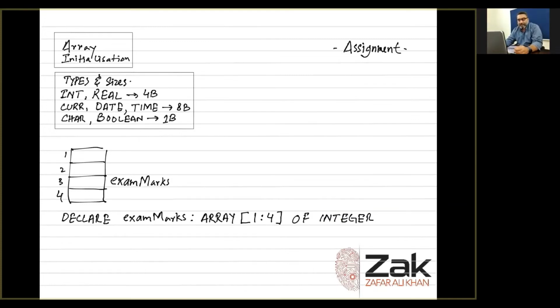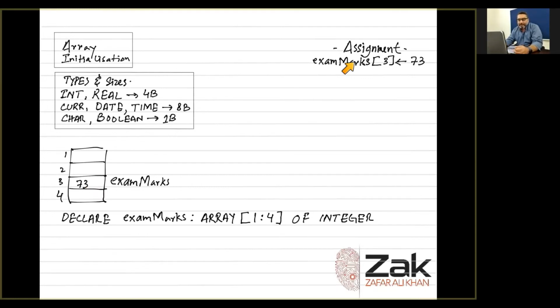Now, how do we assign data to an array? Before initialization, this is actually important: how do we assign data to an array? How do we keep data in an array? How do we actually place data in an array? So first thing, let's say I want to place 73 at this location. Let's say these are exam marks for one of the students, for one of the subjects. So how do we do that?